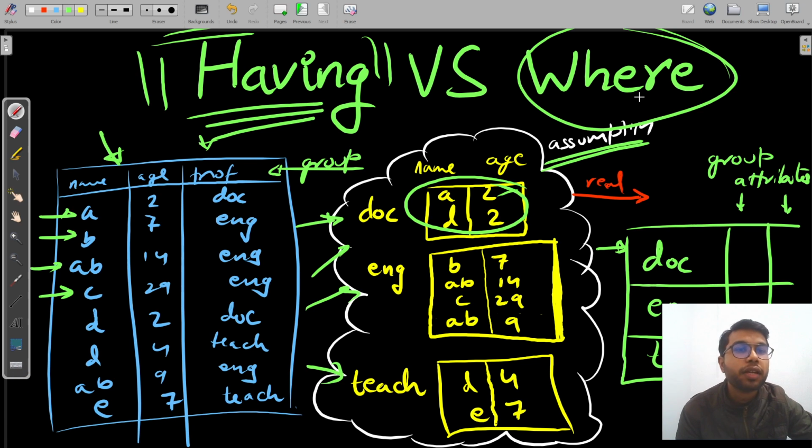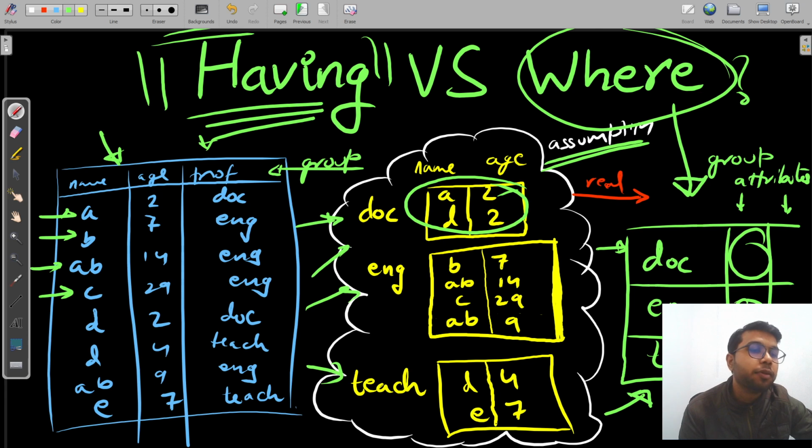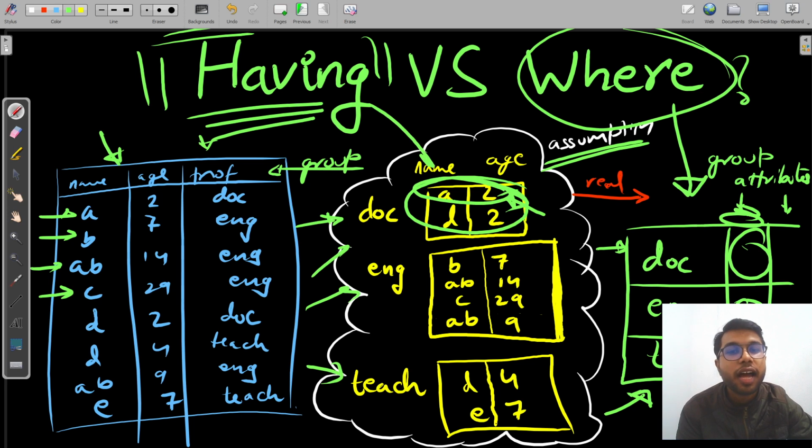But what about where? What does where do? Where would work on our table formed with the groups. We have grouped some information and we have some group attributes, so when I use where now, it is going to act upon these group attributes. I can say where this column is greater than some value or less than some value or equal to some value. I cannot say where this has a person or some element that has age 2. That would be under having.